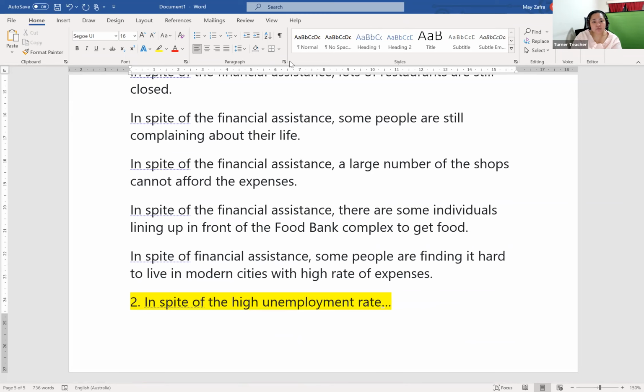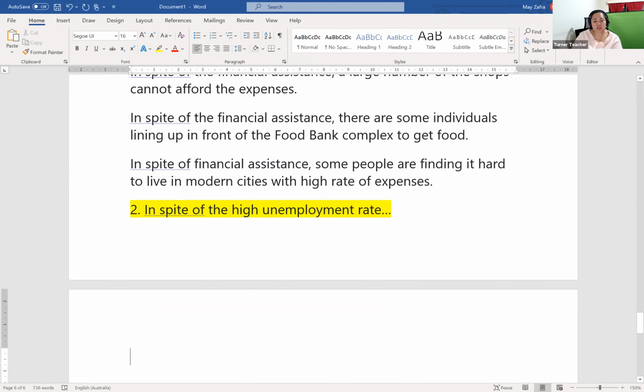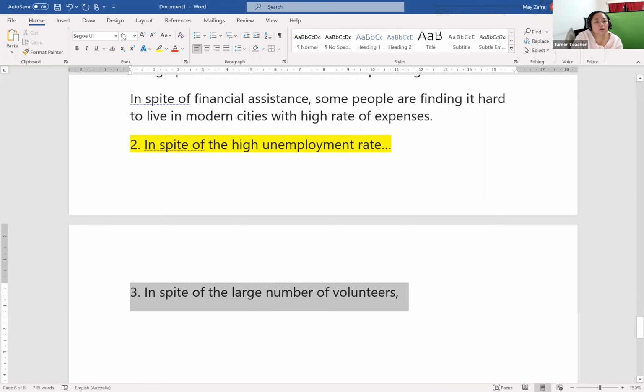Okay, number 2 question is, what is it? In spite of high unemployment rate. And the third question would be, in spite of the large number of volunteers. There you go. That's our number 3 question. Okay, couple more minutes, everybody. We'll wrap it up soon. 8 more minutes.